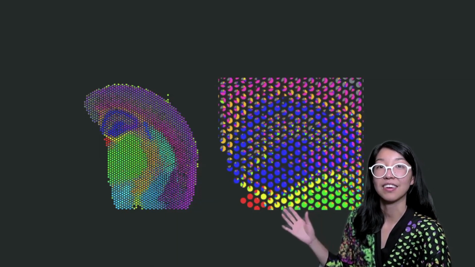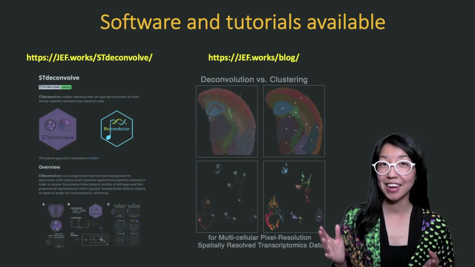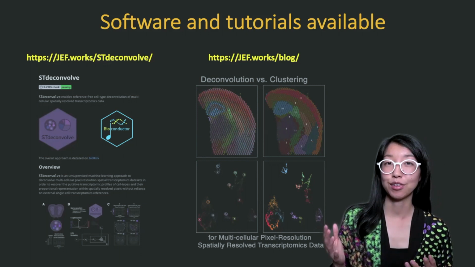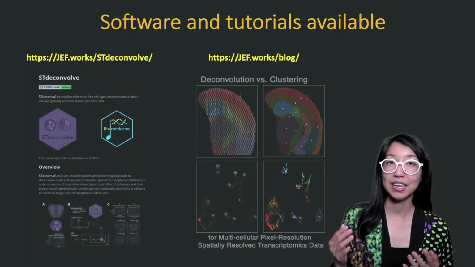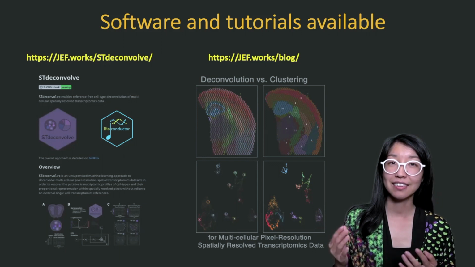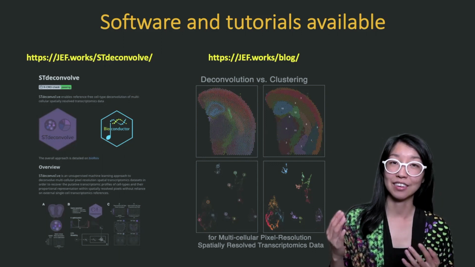So with that, I hope you've been able to learn a little bit about what is multicellular pixel resolution spatially resolved transcriptomics data, and how we can analyze this type of data with approaches like STdeconvolve to recover cell type specific gene expression profiles and cell type specific spatial organizational patterns.